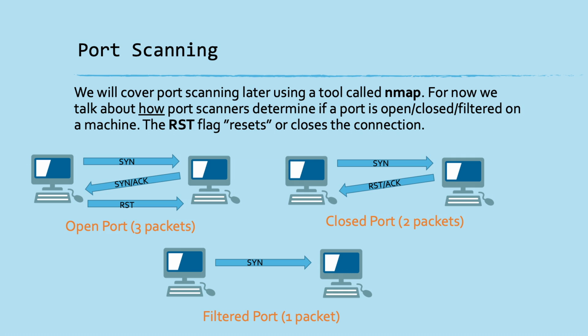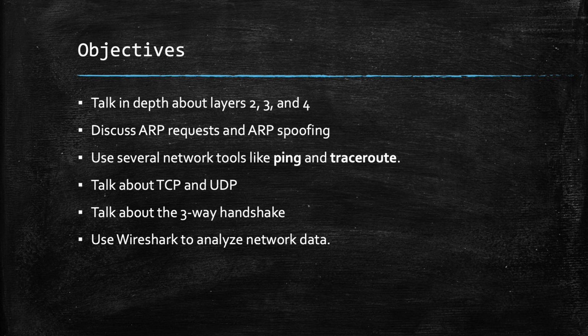Okay, so what did we cover here today? We talked about layers 2, 3, and 4, different tools like ping, traceroute, and talked about ARP and ARP spoofing. We went over TCP, UDP, and the 3-way handshake, and we also used Wireshark. One thing is that a lot of these things are great interview questions, so the things that we covered today will be asked a lot in different interviews, and we might cover this later in some of our interview classes here, a lot of tech questions.